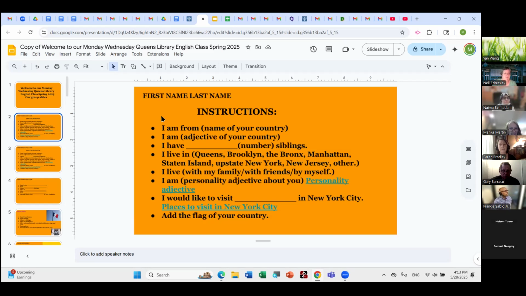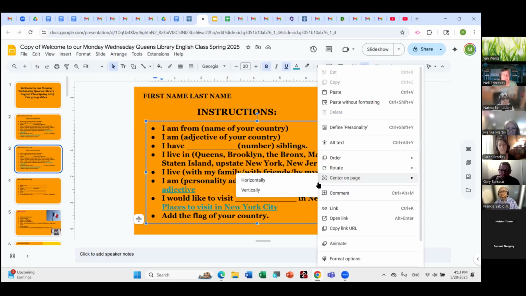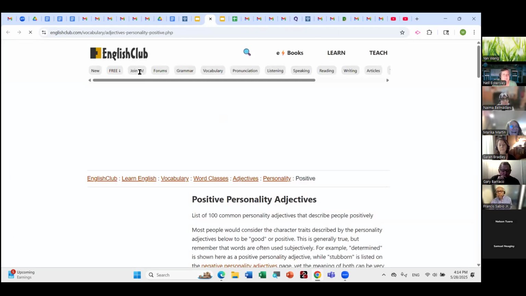There's one slide that's locked. This is the locked slide because sometimes they do kind of mess up the slides, and that's an issue. So I have a locked slide, and I have this one where they can go to the links, but I usually send them the links also. So for this, they have to choose a personality adjective. Open the link. Sorry. All right, then let me go back.